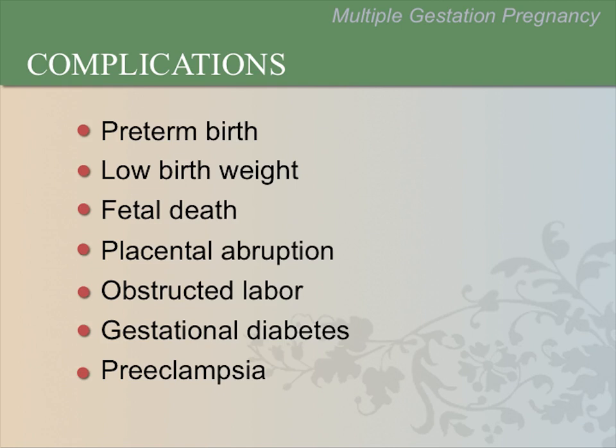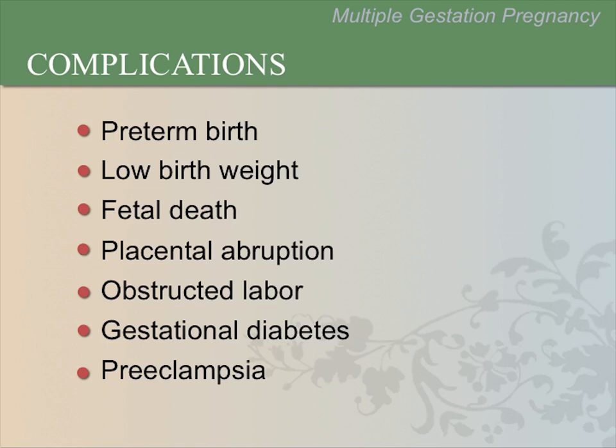Fetal death. This is generally uncommon, but more common with multiple gestation than when there is only 1 fetus. Placental abruption. This is a condition in which the placenta prematurely separates from the uterus and causes bleeding. It can occur in the 2nd or 3rd trimester or after the delivery of the first baby.